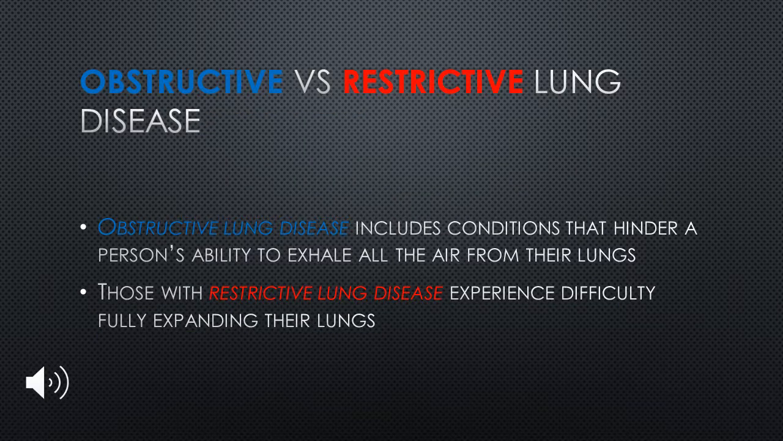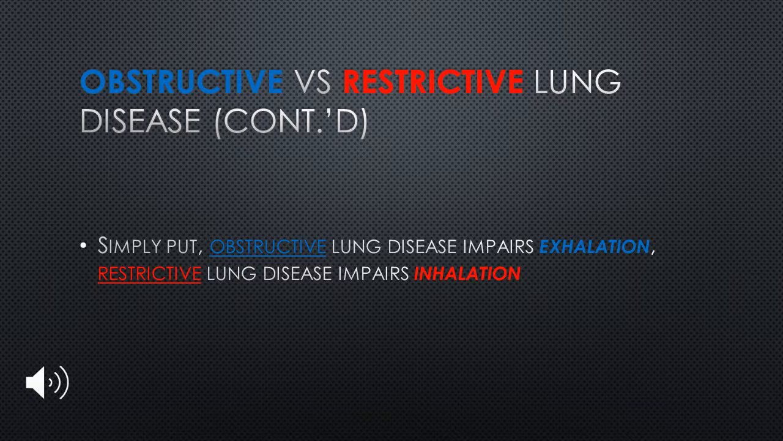So like I was saying, lung diseases can be broken down into two main categories, obstructive and restrictive. The shortcut way I think about it is just obstructive impairs your ability to get your air out, and restrictive impairs your ability to get air in. So I guess this slide is a little repetitive, but again, just to drive it home, obstructive lung disease impairs exhalation, restrictive lung disease impairs inhalation.